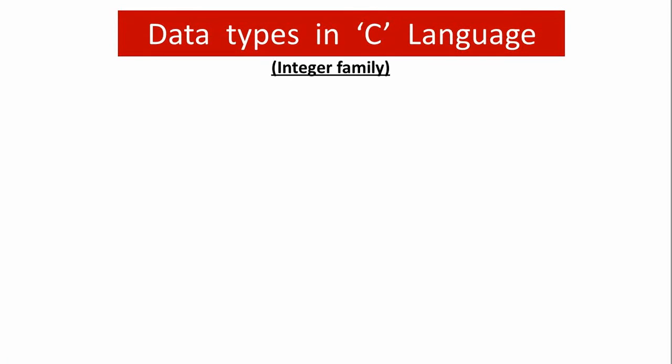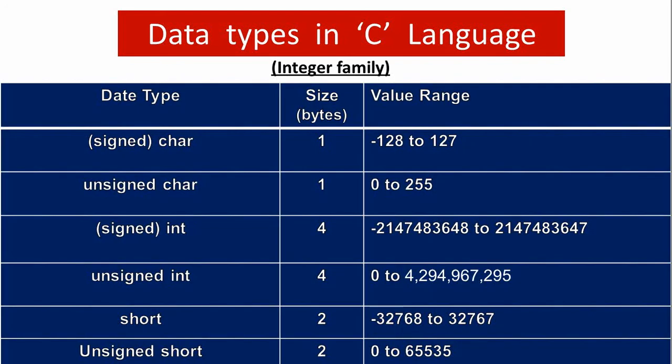Now because we will be working on different variables, each variable should have a data type. For example, integer data type or real number data type or a character data type. But there are fixed names in C language for the data types. What are those fixed names? As far as the integer family is concerned, we have this set of data types. Like if I say I have a signed char, it's going to consume 1 byte in the memory, and the value range would be minus 128 to 127.